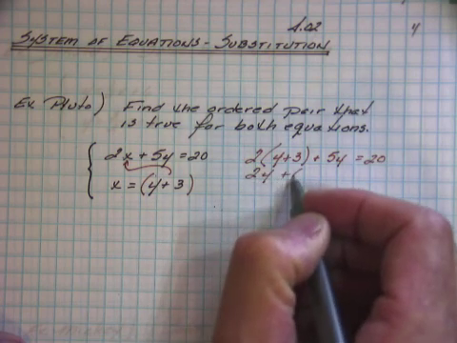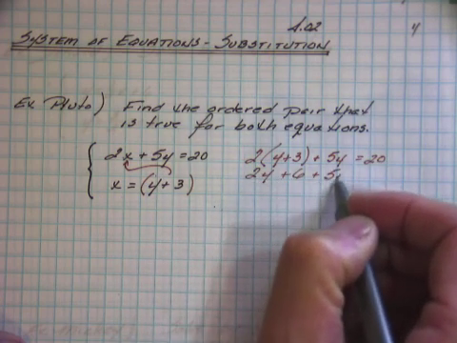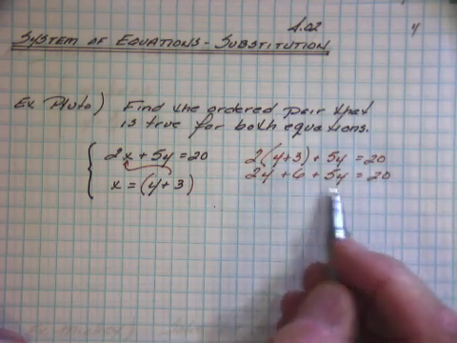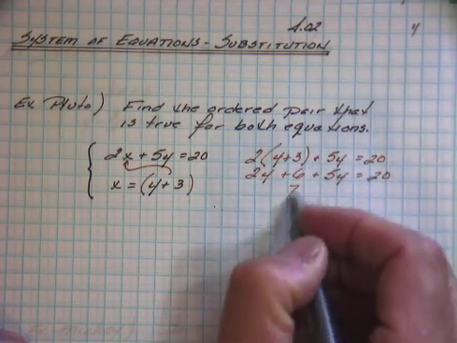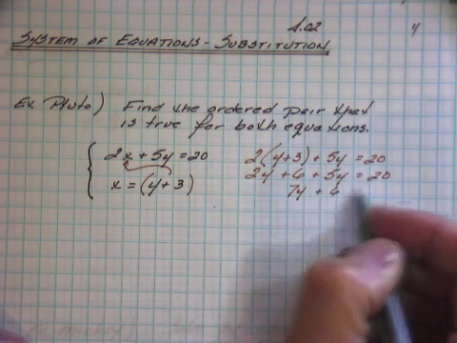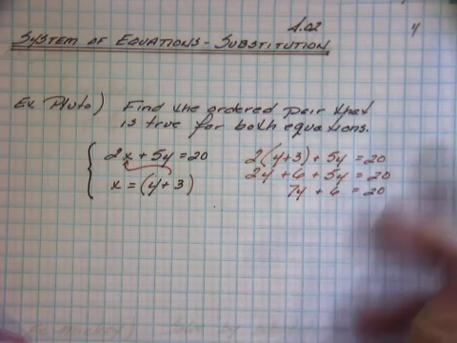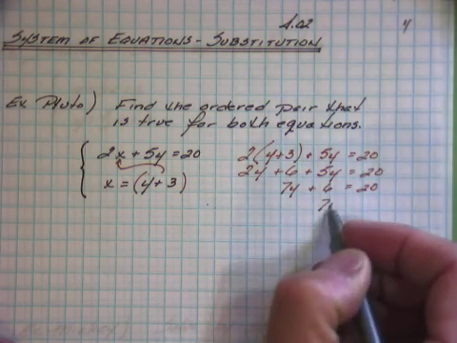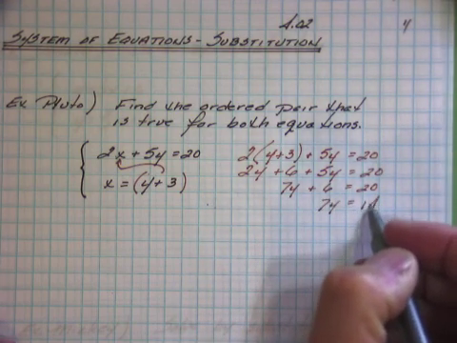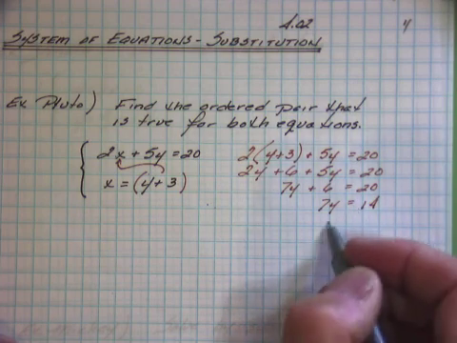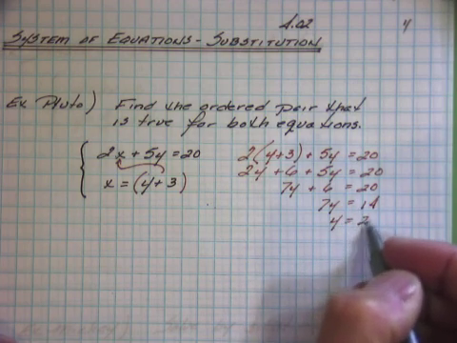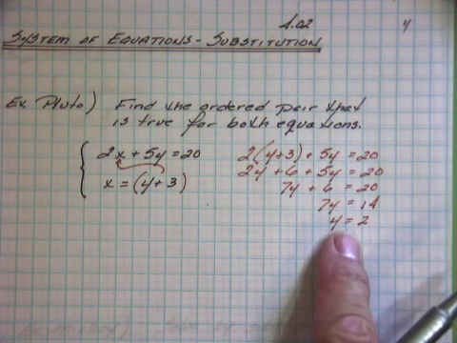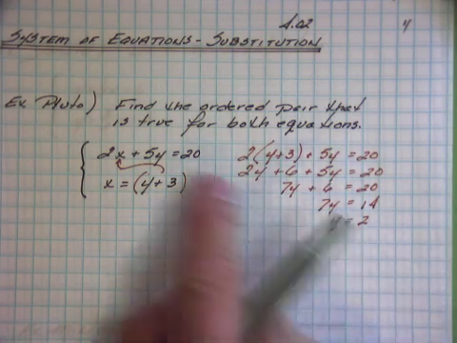Distribute the 2, you get 2y plus 6 plus 5y equals 20. Combine the 2y and the 5y to make 7y plus 6 equals 20. Subtract 6 from both sides. You get 7y equals 14. And when you divide both sides by 7, you get y is equal to 2. Now remember, that's only half the answer. We have to go figure out what x is.